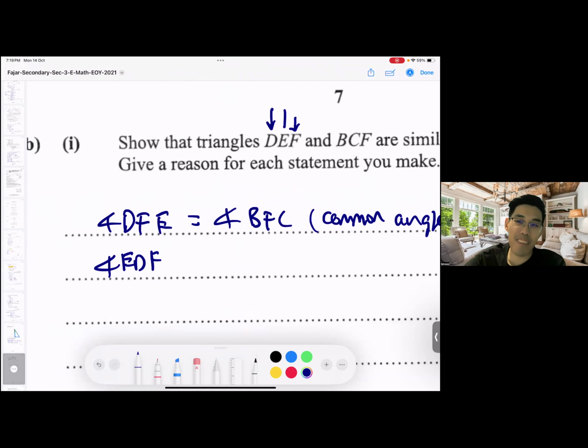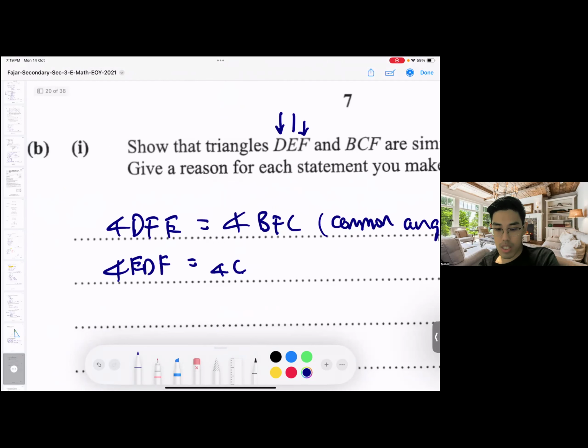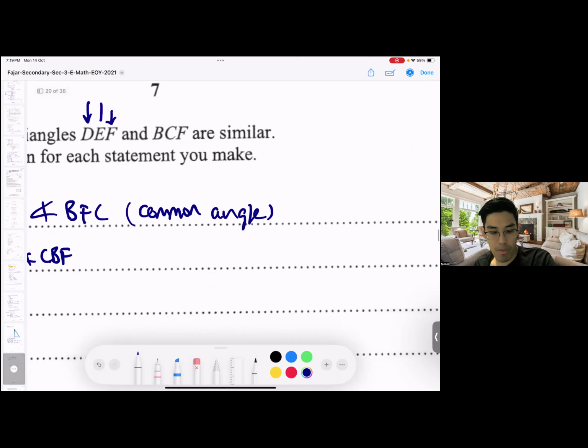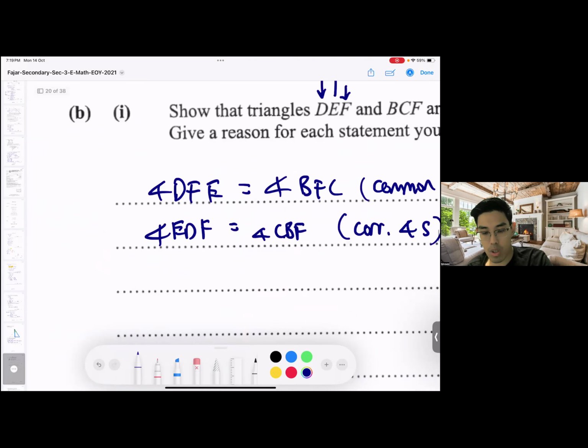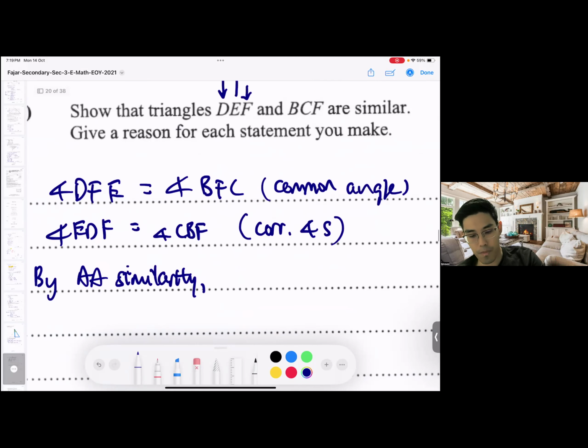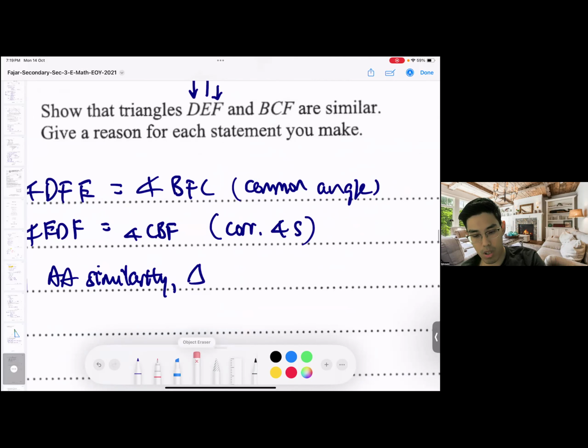So I can follow the same order if I use the other triangle. So it's equals to C, B, F. Just follow the same order. Okay? Because of corresponding angles. And then if you want to put similarity, you just need to put two angles are the same. Can already. So by AA similarity, triangles DEF is similar to triangle BCF.